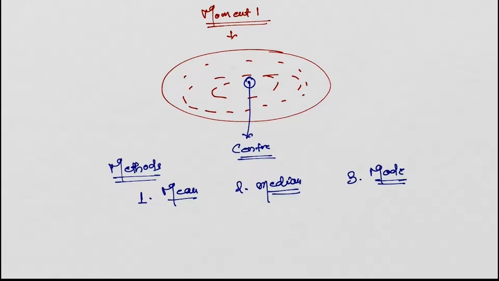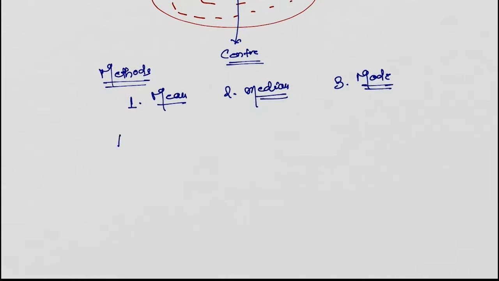It is important because when you talk about the asymmetricity in the data, the skewness in the data, you will discuss the mean, median, mode in this sequence. So you should remember it with this rhythm: mean, median and mode. Let's start with the calculation of mean.